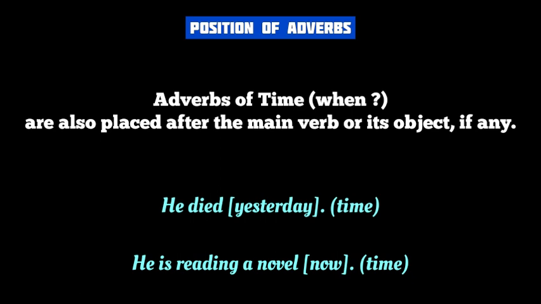Look at the next sentence. He is reading a novel now. In this sentence, the adverb now tells us the time of the action reading. In this sentence, the principal verb reading has an object, a novel. So we must put the adverb of time now after the object, a novel.